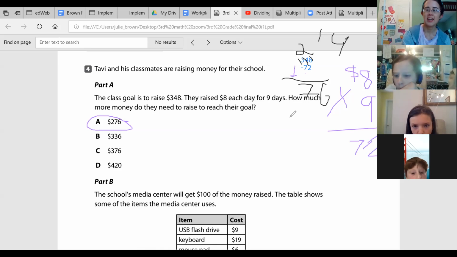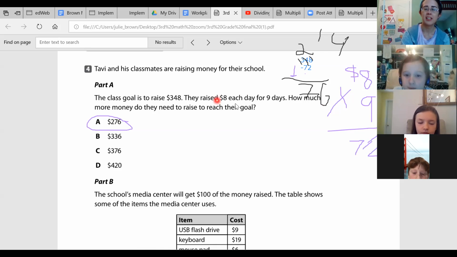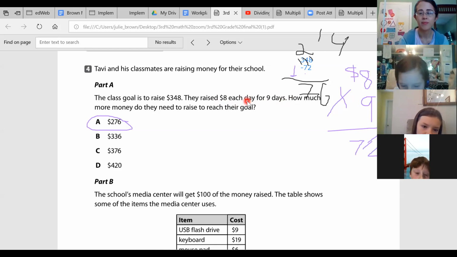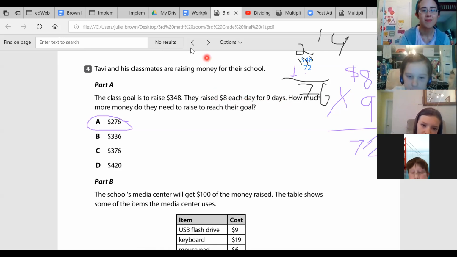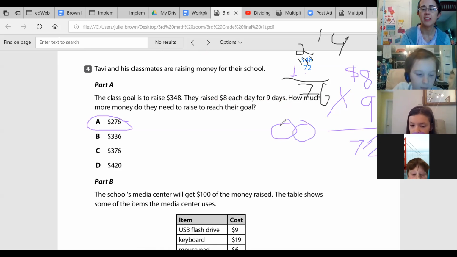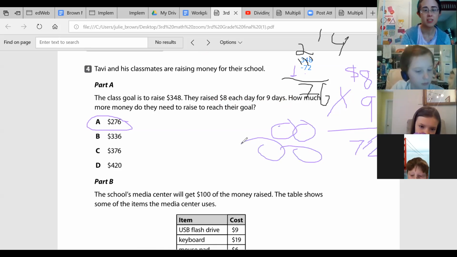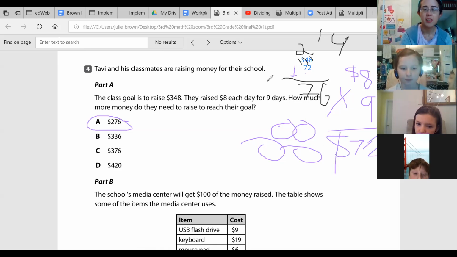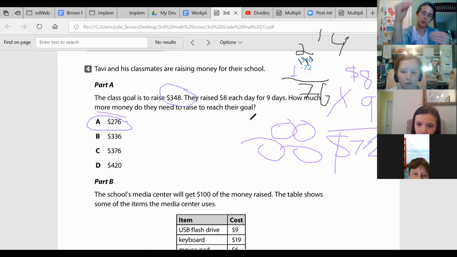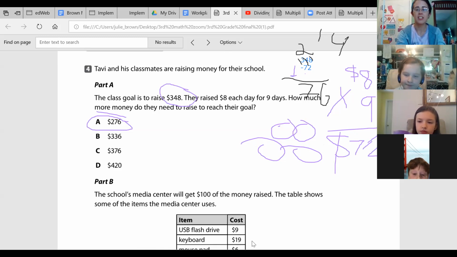Yes. And I think my last question would just be, Hadley, why did we do 8 times 9? 8 times 9 because it said they raised $8 for 9 days. So 9 days could be like how many groups? There's 9 groups, and there's $8 in each group if I wanted to draw all those circles, which I don't. So they already have 72, but the question was how much more money do they need? And when we have how many more, we subtract. We're not adding to find the bigger total. So we subtracted and got 276.